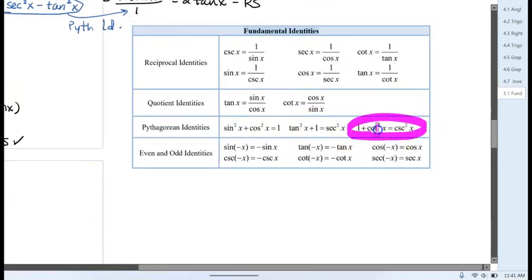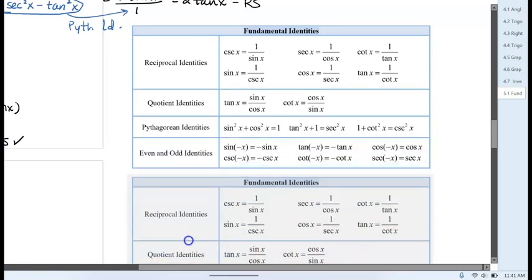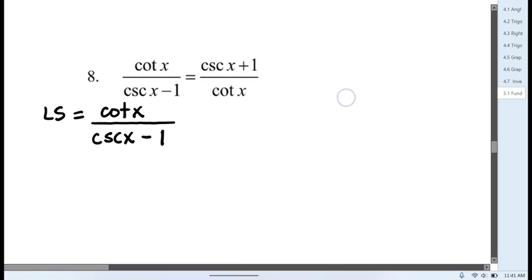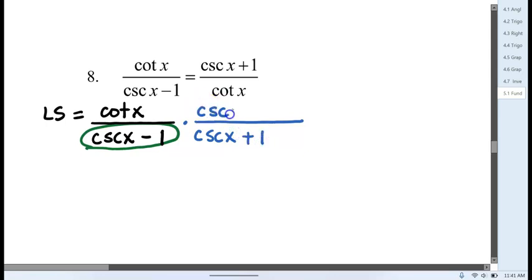So I'm just observing that I have cosecant and I have cotangent in my expression, and there just so happens to be a Pythagorean identity that involves the two of them. I also, like I mentioned earlier, have one of the factors for a difference of squares. So to take advantage of that, what I'm going to do is multiply and divide both sides of this expression by cosecant x plus 1.